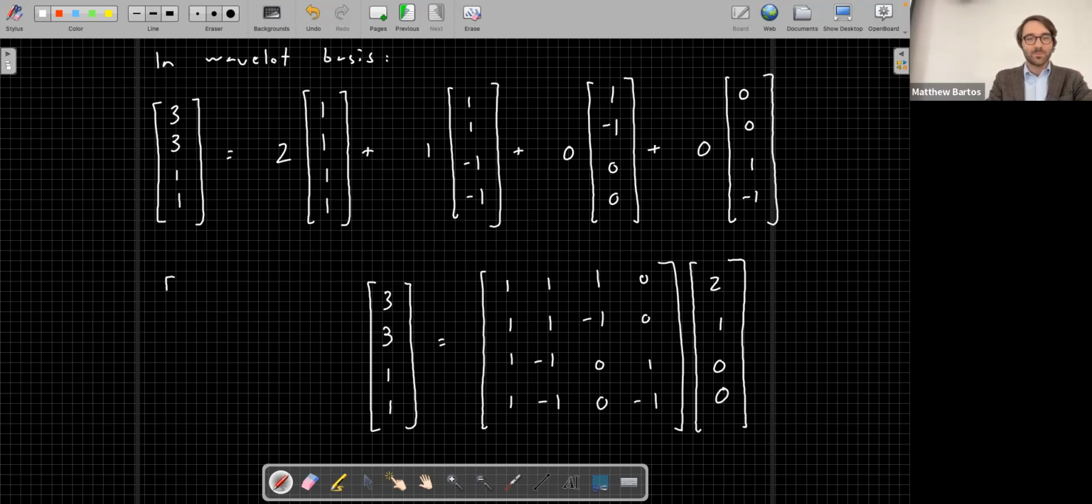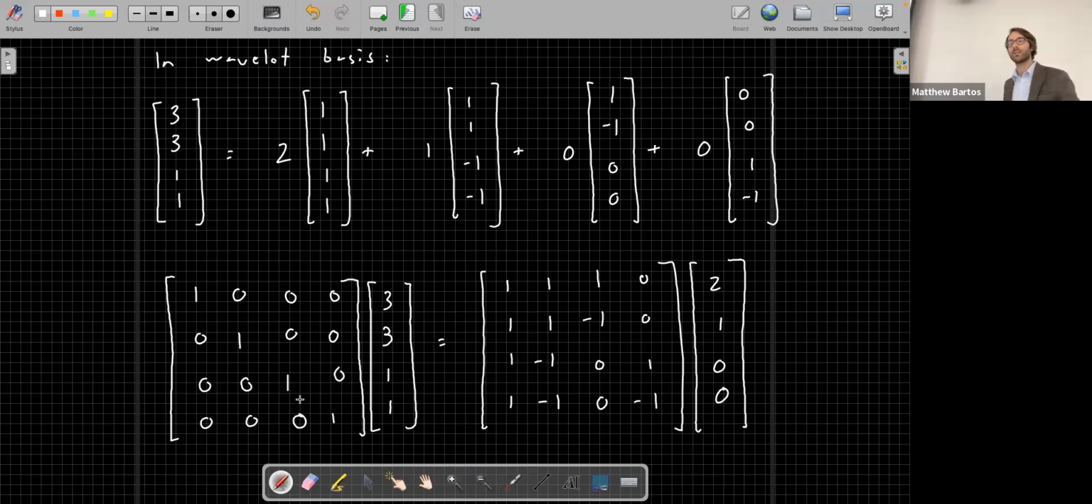And to make it explicit here, we express 3, 3, 1, 1 in the standard basis, which, if we express it in matrix form, will be the identity matrix here. So we can express any vector in any basis for R4 as long as the vectors are linearly independent and they span R4. Looking at this, why might we want to use the Haar wavelet basis to represent this vector?